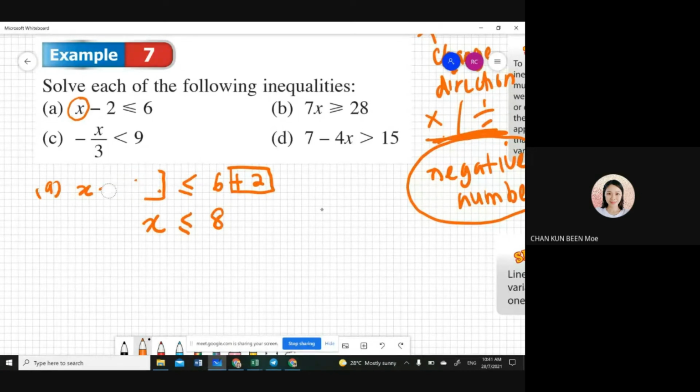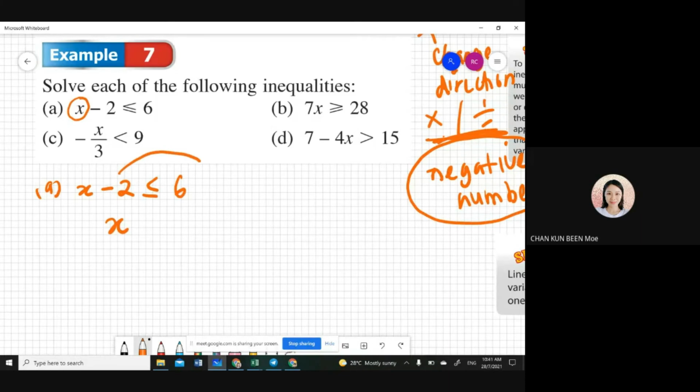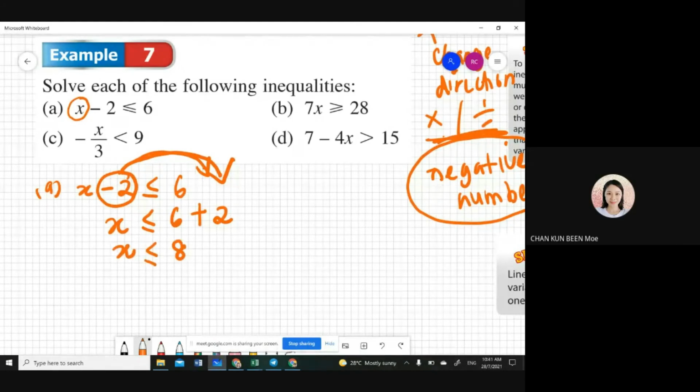What I want you to do is follow what we learned in the previous lesson. We are going to just move it to the right. Originally, x minus 2 is less than or equal to 6. I want to find the value of x, right? So I'm going to move the negative 2 to the right. Copy down the rest first. Negative 2, when you move it to the right, becomes positive 2. It's always the opposite. Therefore, the answer is 8. So x is less than or equal to 8. That's all. Understand?